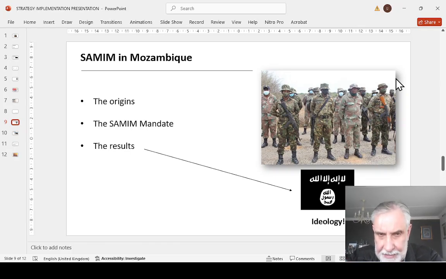SAMIM was deployed in Mozambique from middle July 2021 till 15 July this year. A 3-year deployment. The mandate they had consisted of 3 objectives that had to be achieved. So the ends, the strategic ends: first, to eliminate ISIS; secondly, to support Mozambican armed forces in their operations; and thirdly, to provide training support to the Mozambique armed forces.